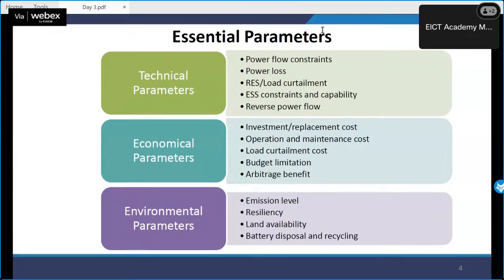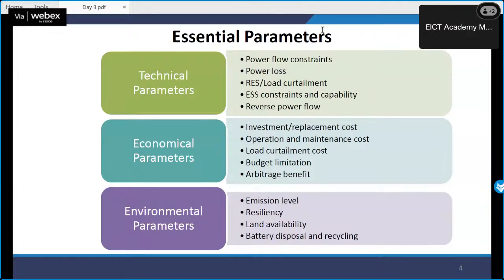However, there are a few economic parameters, that is investment or replacement cost or deferral cost, operation and maintenance cost, load curtailment cost, budget limitation, and then arbitrage benefit.